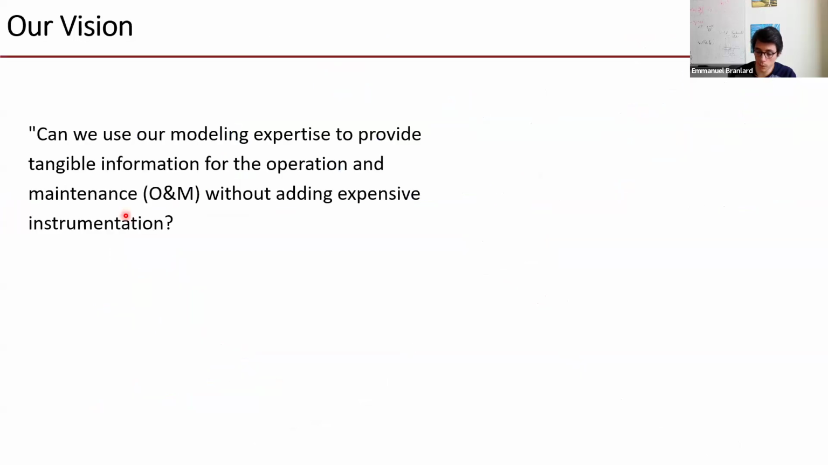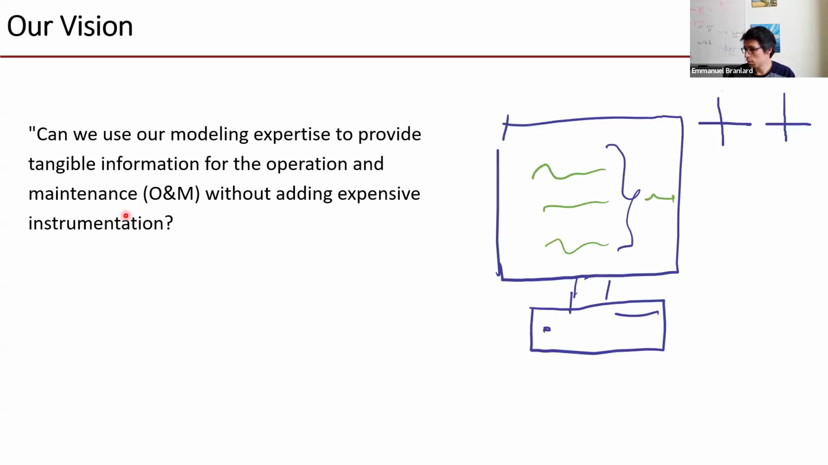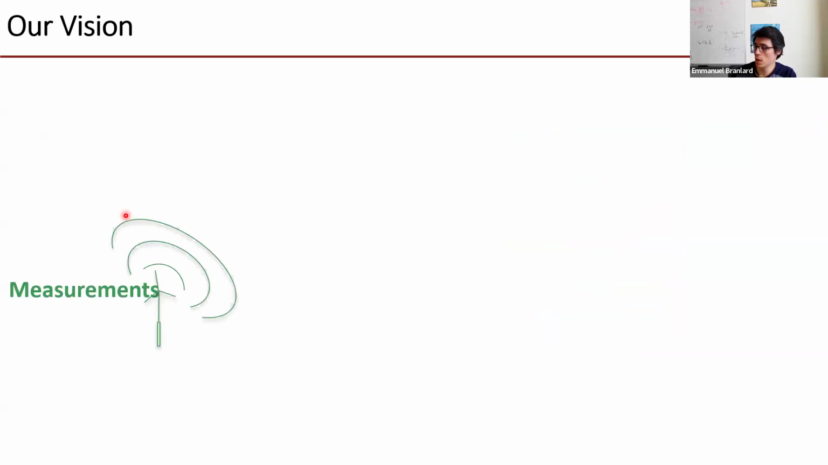So the vision for this digital twin is: can we use our modeling expertise to provide tangible information for operation and maintenance without adding expensive instrumentation? Within my drawing scheme, that would be using the computer, the existing measurements, and doing something more with them. We have existing measurements. Let's not add any more measurements because those are expensive. But let's do some magic with our knowledge of the turbine and those measurements to try to estimate the health of the turbine. So that's the vision.